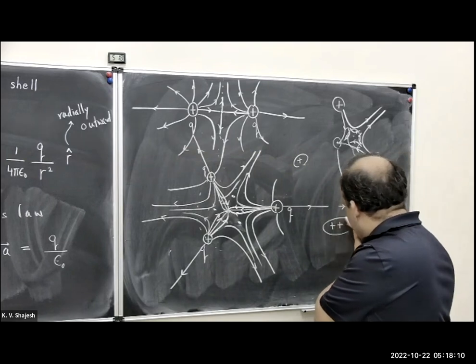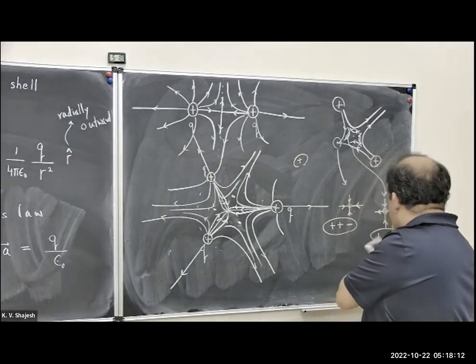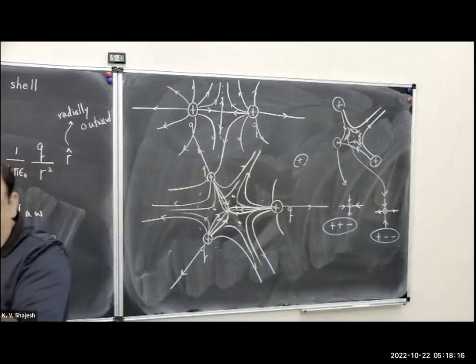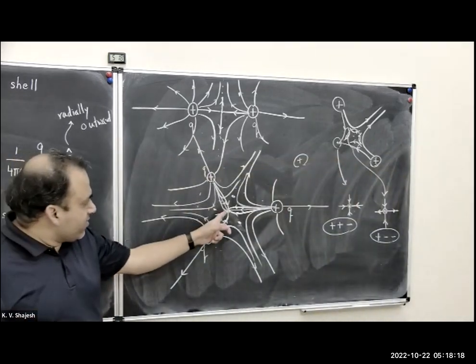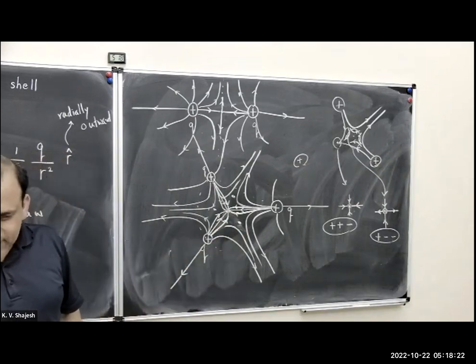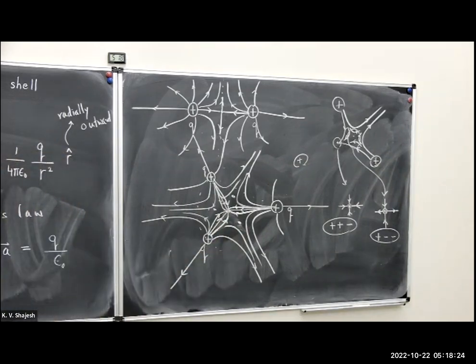Main point I want to emphasize is that there are two kinds of saddle points. One is at the center, and there are three of the other kind outside. Okay, with me?